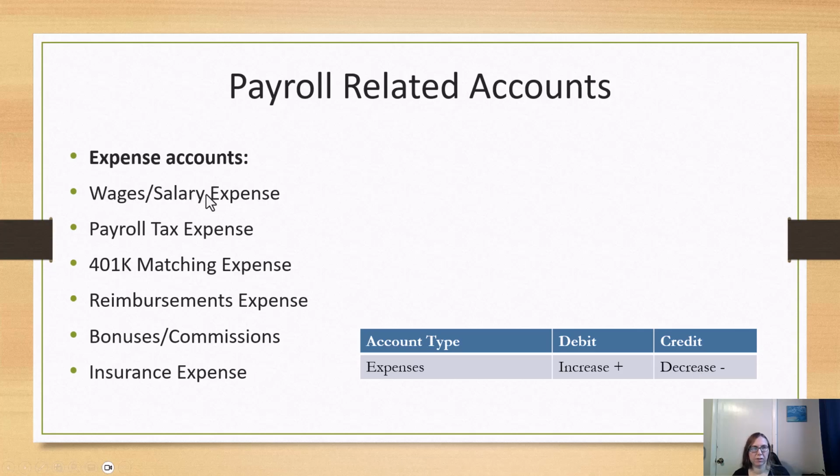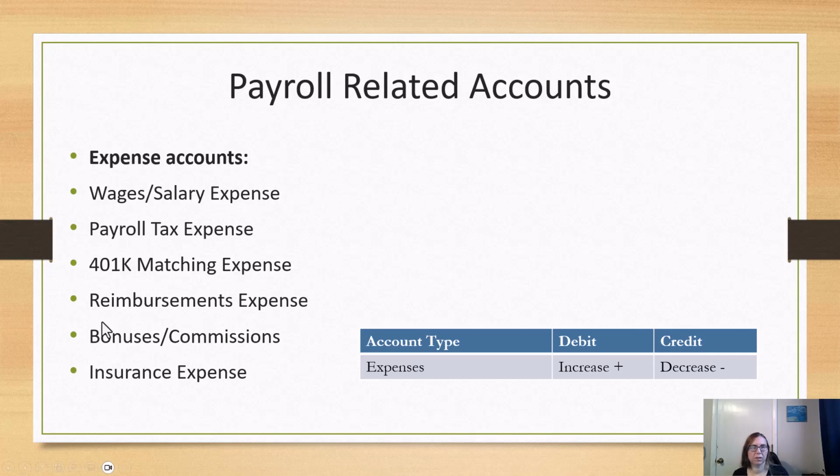So you're going to see salaries, wages expense, payroll tax expense. This would be the employer payroll taxes, not withholdings from employees. 401k matching, if the employer matches any 401k or retirement plan contributions of the employees, that would be an expense of the business.